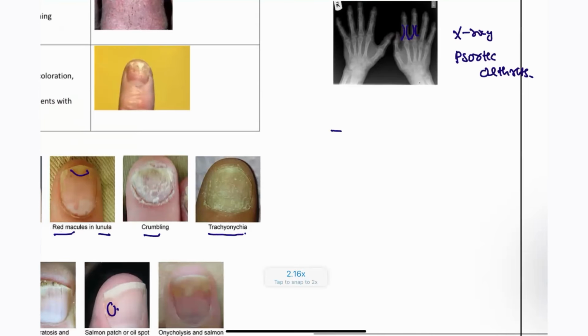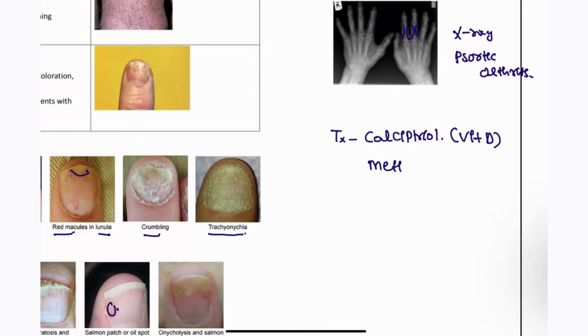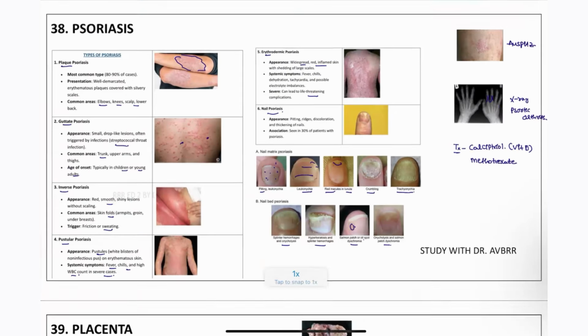And what is the treatment for this patient? The first drug that we can give is calcipotriol, a vitamin D analog. If it is not working, then we proceed to methotrexate or monoclonal antibodies for this patient. Okay, this is the overview of psoriasis.